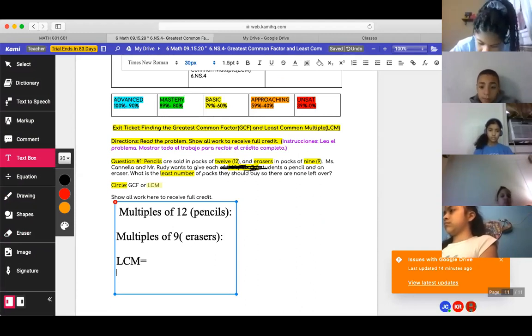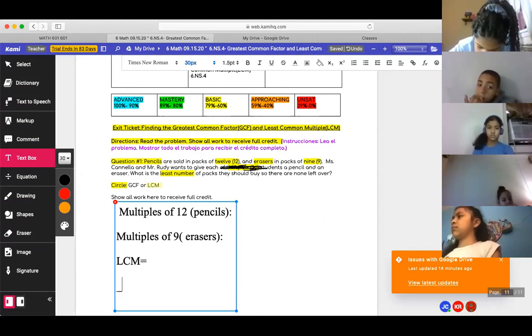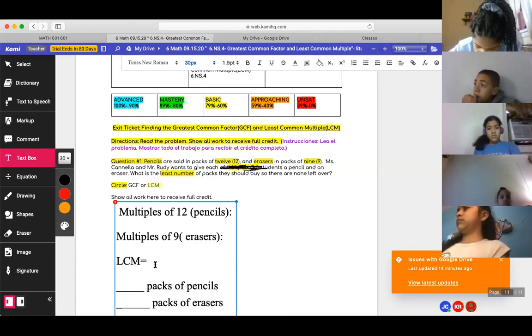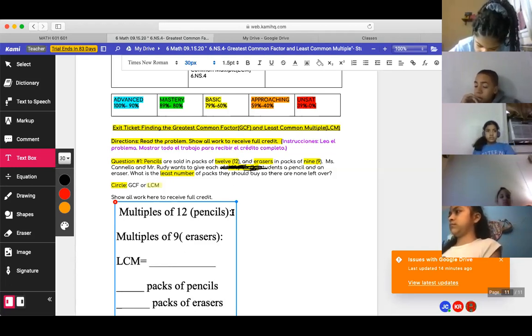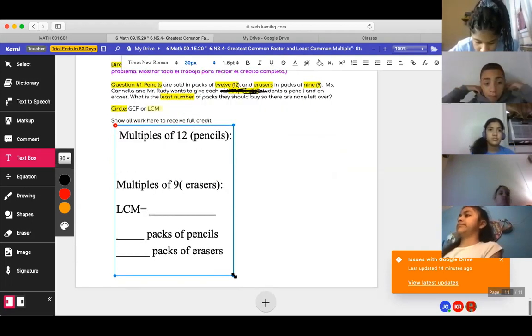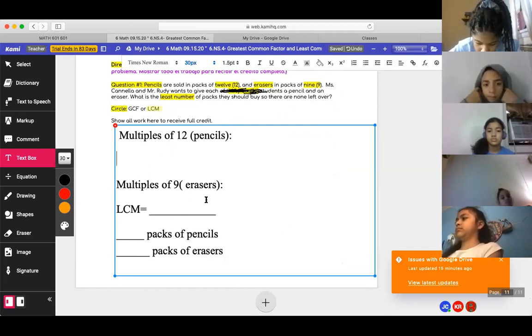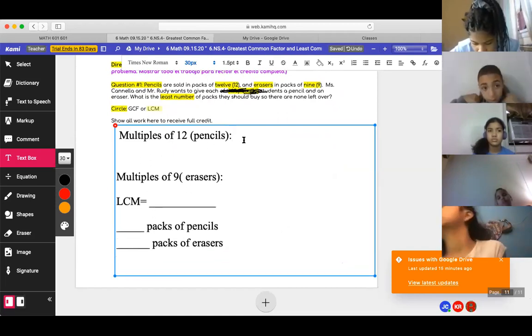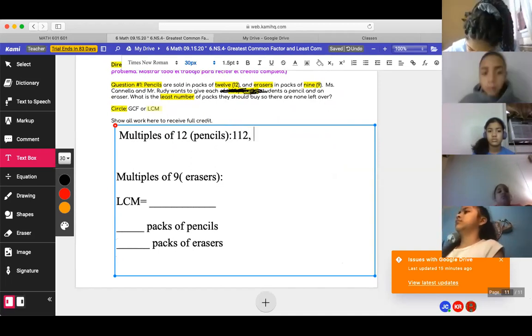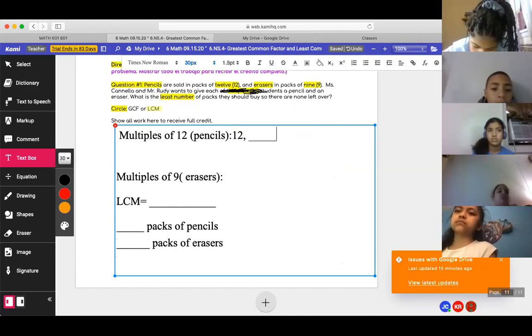I'll read this out really quickly. It says, read the problem and show all your work to receive full credit. Pencils are sold in packs of 12 and erasers in packs of 9. Ms. Canella and Mr. Rudy want to make sure to give each of the students a pencil and an eraser. What is the least number of packs they should buy so that there are none left over? Now, in this case, we already identified that we're doing what? LCM, least common multiple. You're going to have the same problem on a Google form later on today, and you got to do the work. It's going to tell you to do the work. You got to write it out, okay?